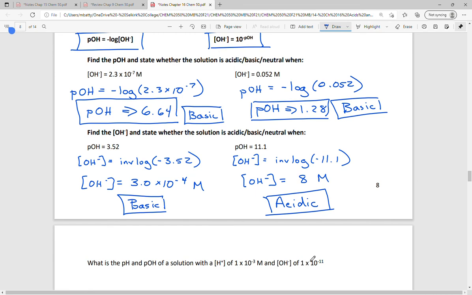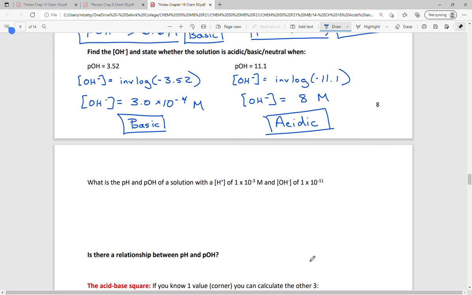So last 1 really. So what is the pH and the pOH of a solution with a hydrogen ion concentration of 1 times 10 to the negative 3 and a hydroxide concentration of 1 times 10 to the negative 11? So in this, if I multiply those two together, they do adhere to the Kw constant, right? You can't have an aqueous solution that doesn't. But this question is about the relationship between the pH and the pOH. They are the reverse of each other.